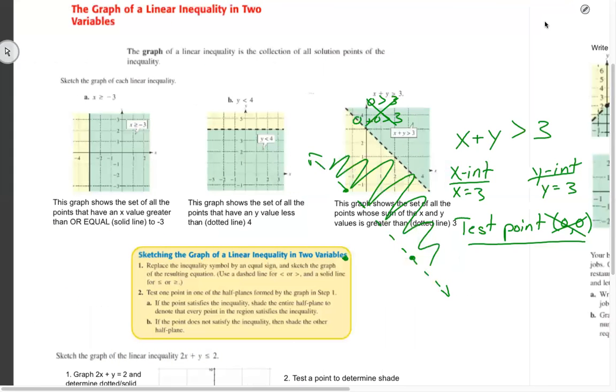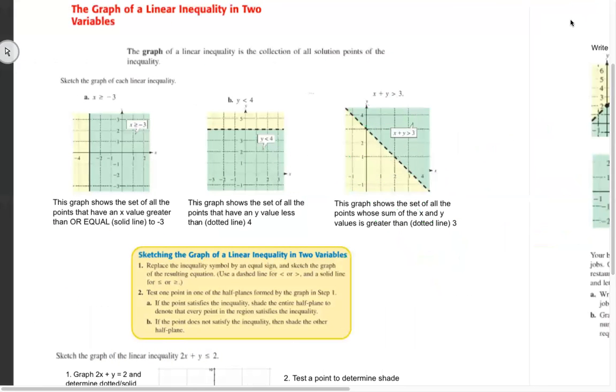I'm going to test a point to see how it works. Remember, any point in your shaded area has to work. So if I pick a point in my shaded area, such as 0, 0, and it doesn't work, then that can't be part of my answer. So I have to shade on the other side. Because it's any point.